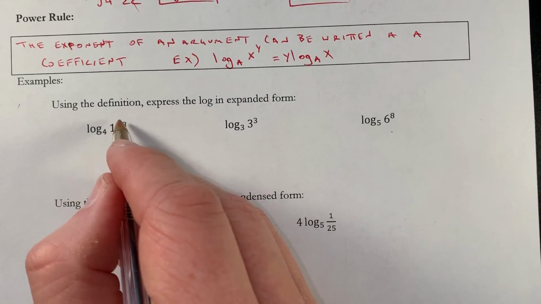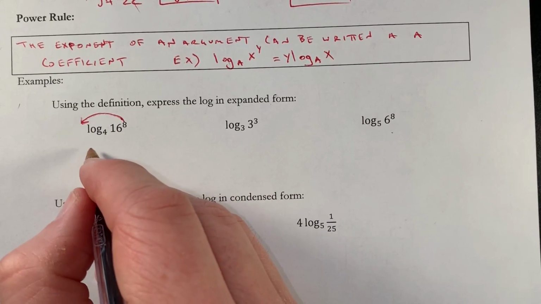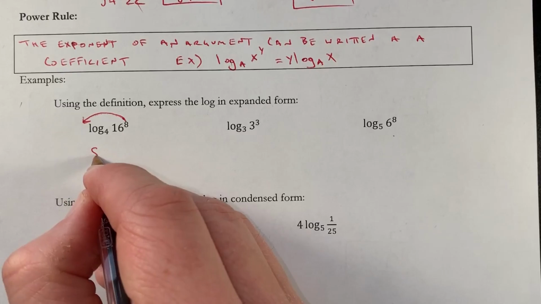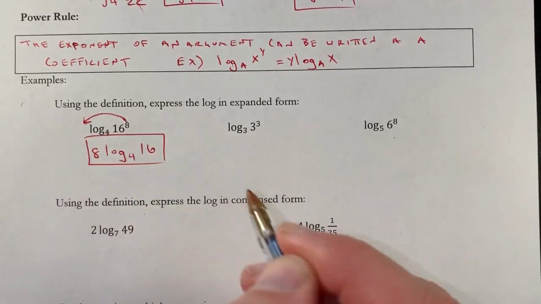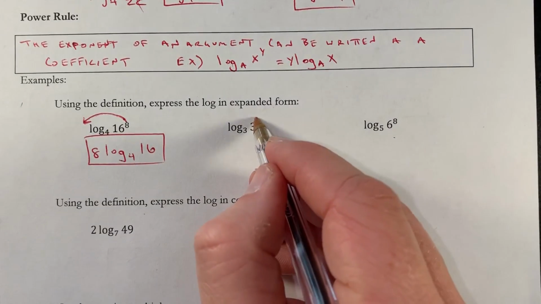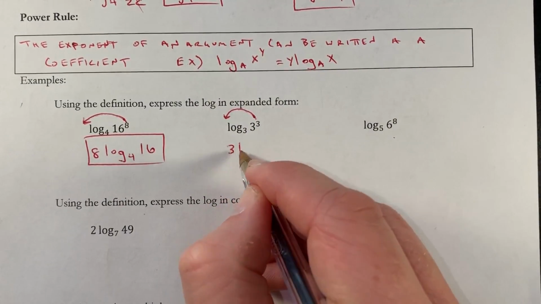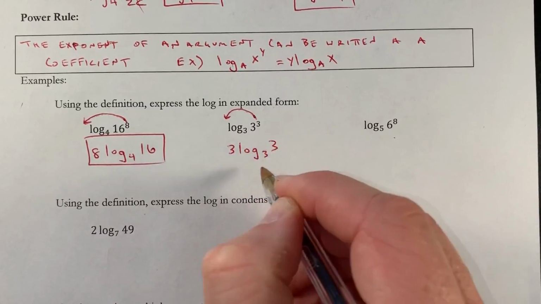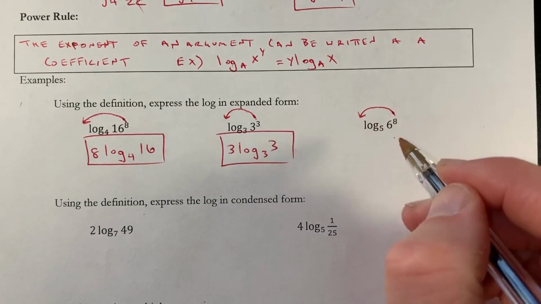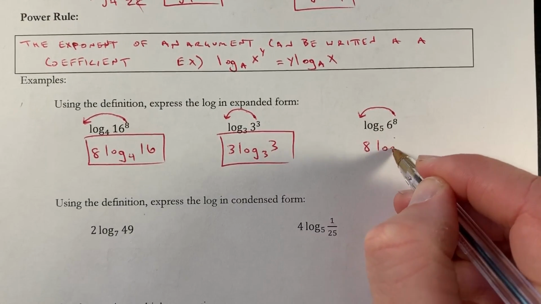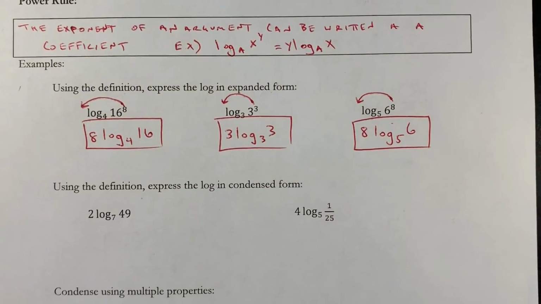So to write this in expanded form, I can take this exponent 8 and move it here to the front as a coefficient. So this is the same as 8 times log base 4 of 16. And I can take this power and move it to the front as a coefficient. 3 times log base 3 of 3. And I can take this exponent and make it a coefficient. 8 times log base 5 of 6.